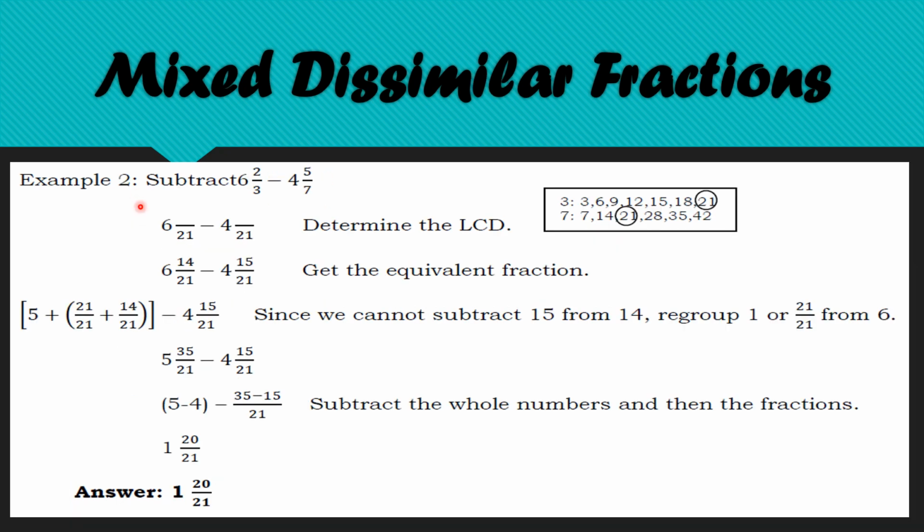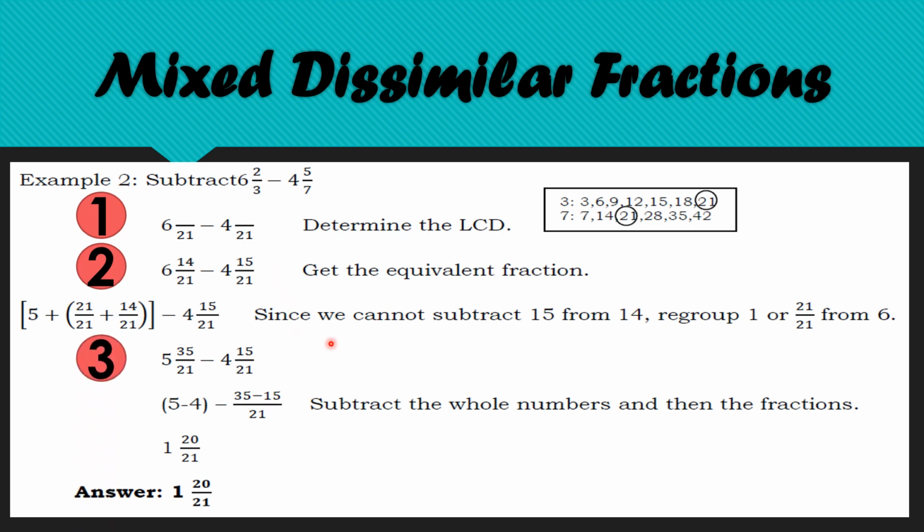Last example, subtract 6 and 2/3 minus 4 and 5/7. Step 1. Determine the LCD. Use the multiples of 3 and 7. The LCD of 3 and 7 is 21. 21 is the denominator. Step 2. Get the equivalent fraction. 21 divided by 3 is equal to 7 times 2 is equal to 14. 21 divided by 7 is equal to 3 times 5 is equal to 15.